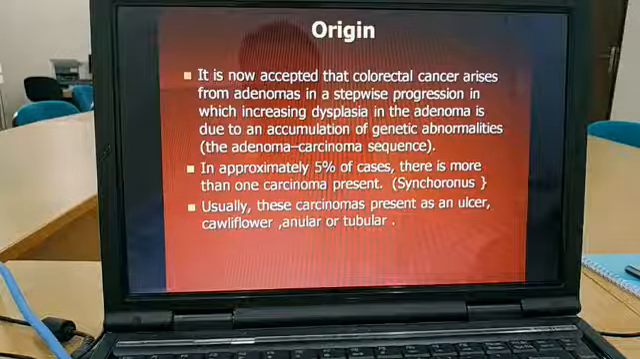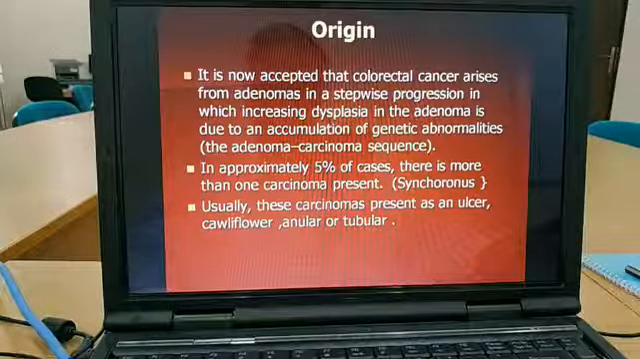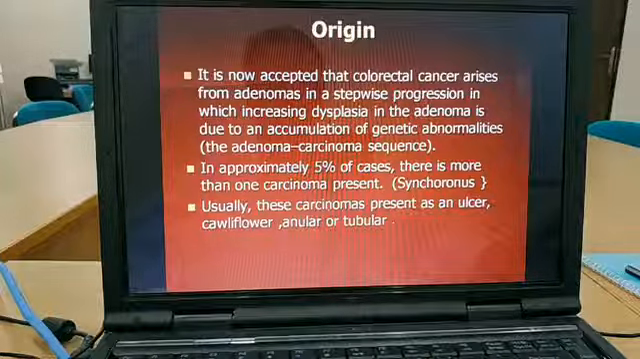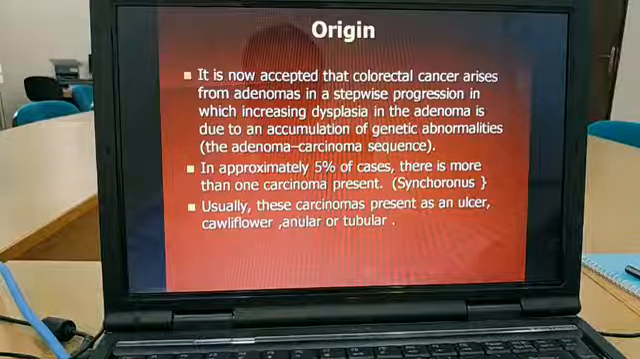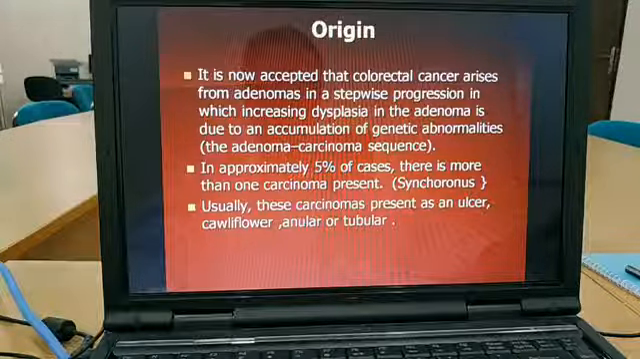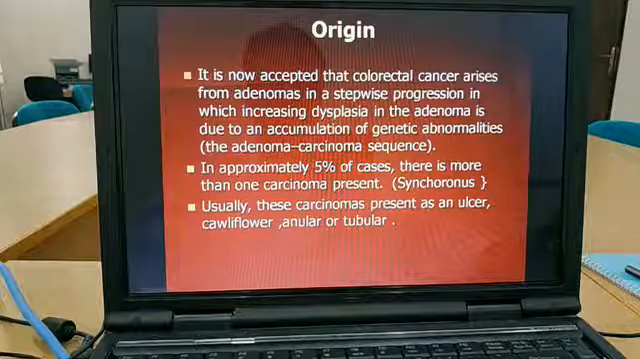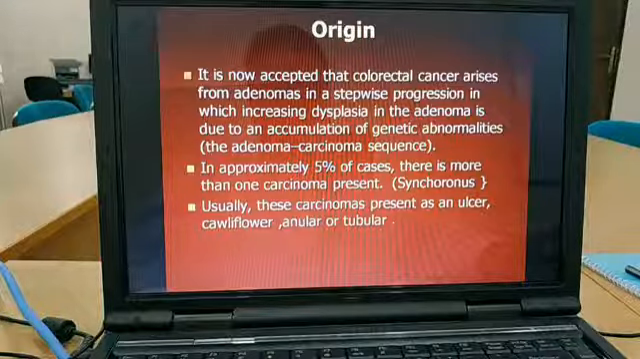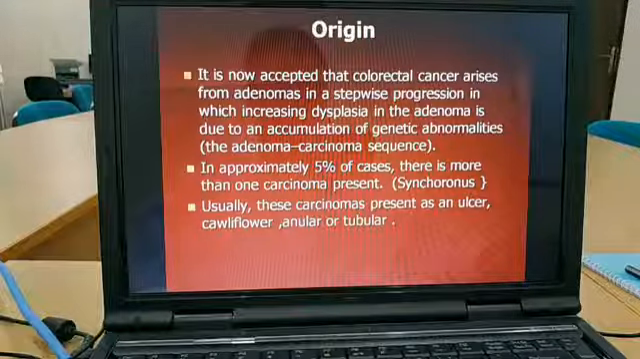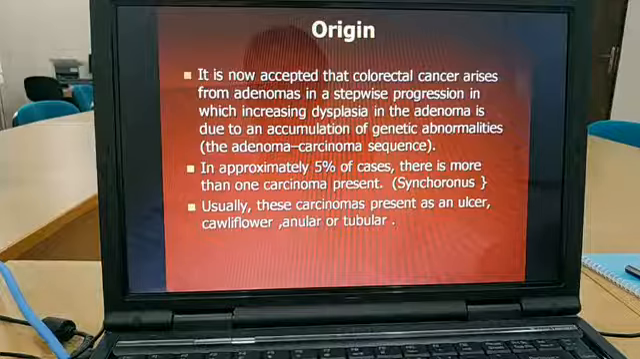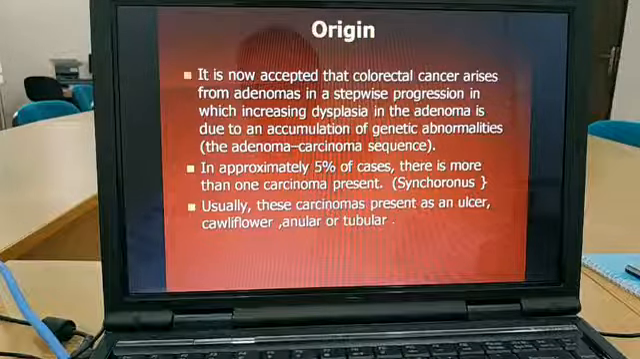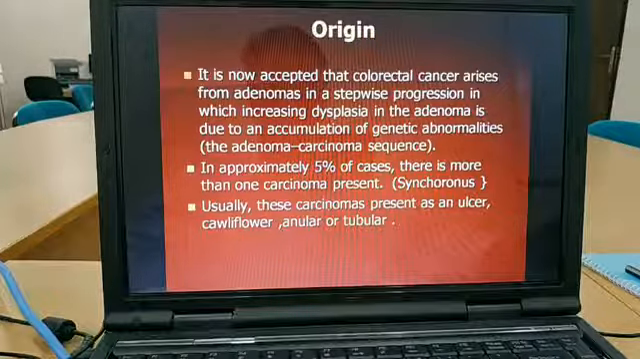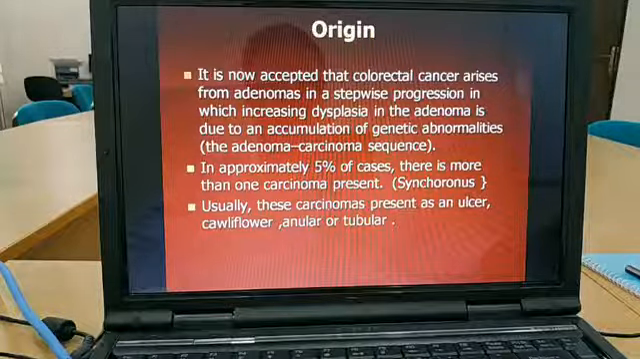Let us discuss how it originates. It is now accepted that colorectal cancer arises from adenoma in a stepwise progression, in which increasing dysplasia in the adenoma is due to accumulation of genetic abnormalities. This theory we call the adenoma carcinoma sequence. The theory states that initially there is formation of an adenoma, and by a multiple complex process, with carcinogens and procarcinogens all acting together, ultimately the adenoma is converted into a carcinoma.